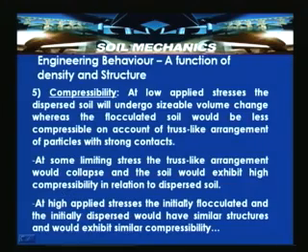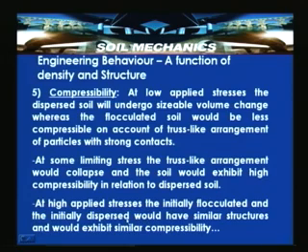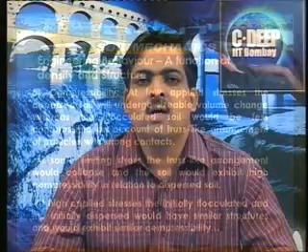relation to dispersed soil. So, as the applied stresses are increasing, the prevailing truss-like arrangement collapses and changes into a dispersed structure. At high applied stresses, the initially flocculated and the initially dispersed soils would have similar structures and would exhibit similar compressibility. So, at low applied stresses, the soil at point B exhibits less compressibility compared to soil at point E, that is on the wet side of the optimum.